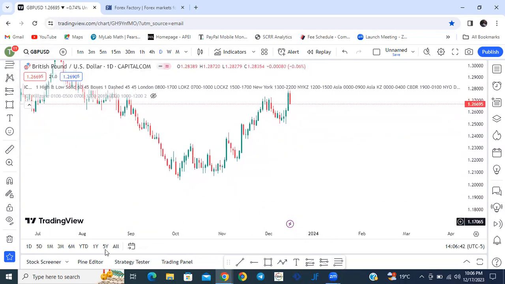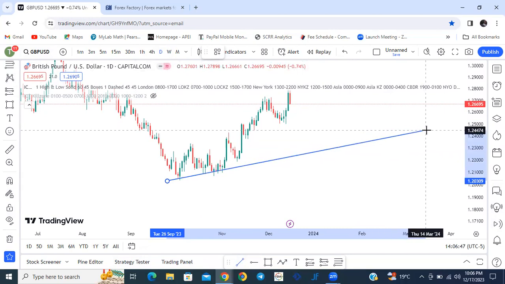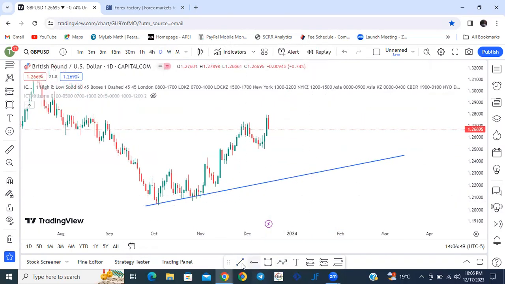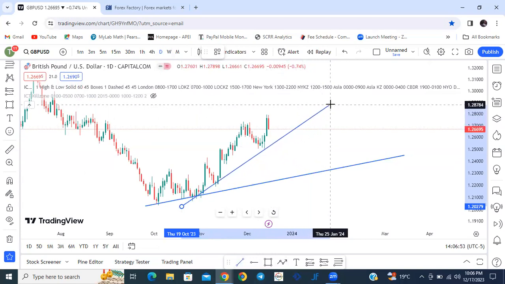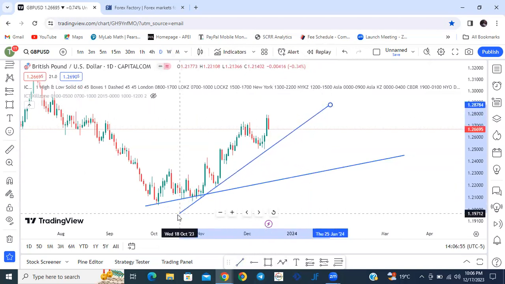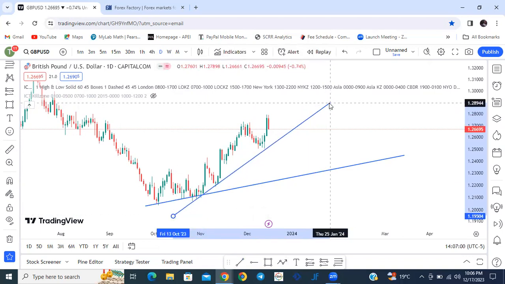So the price has been respecting that trend line. We also have this trend line at that level. We can draw it properly. So we have the price respecting that trend line.